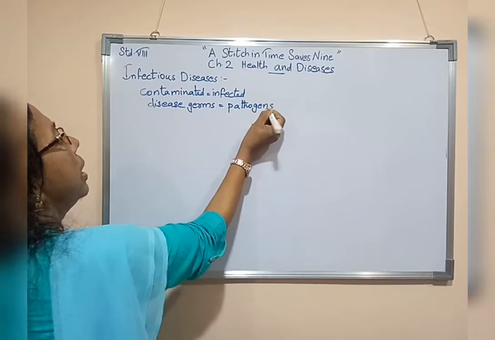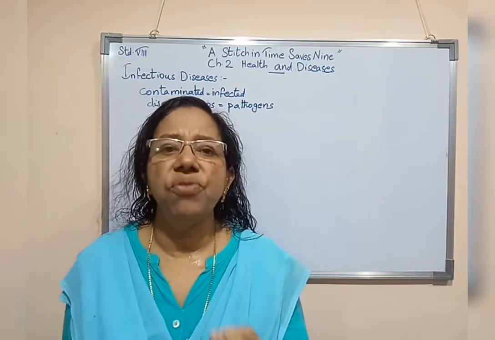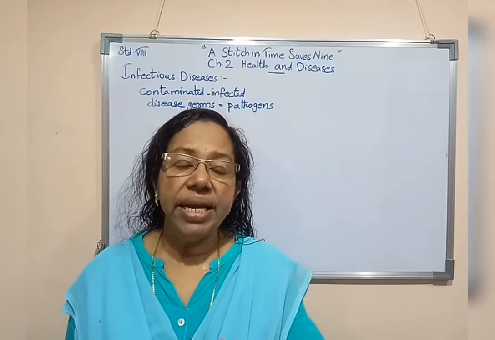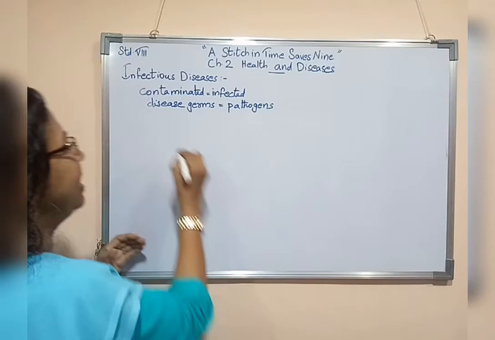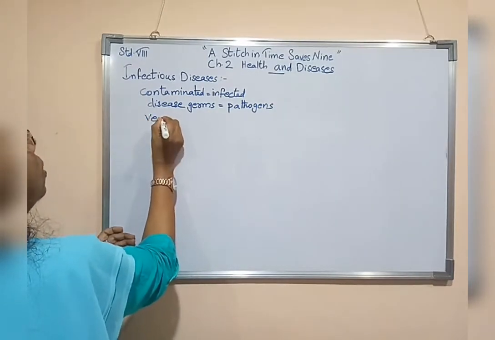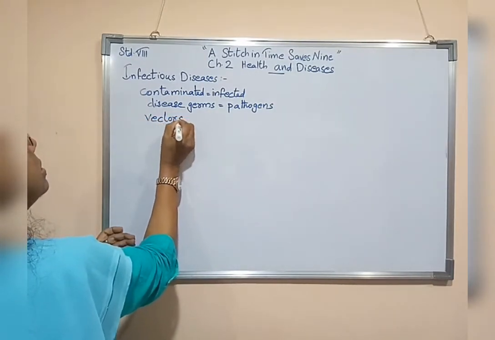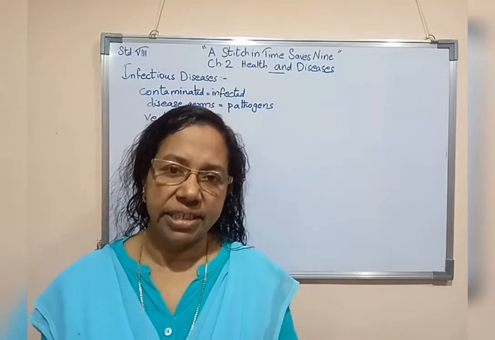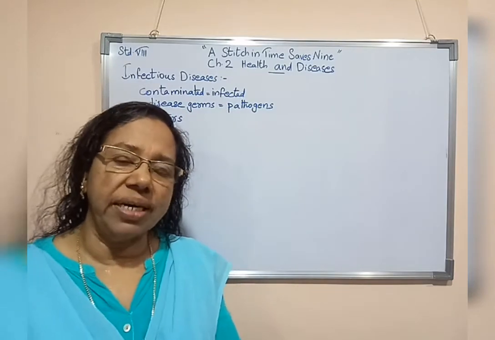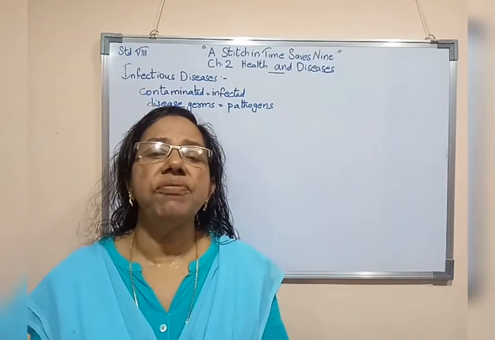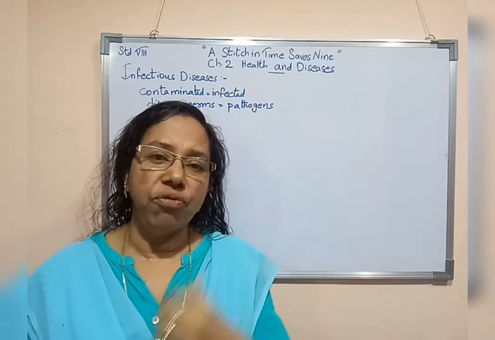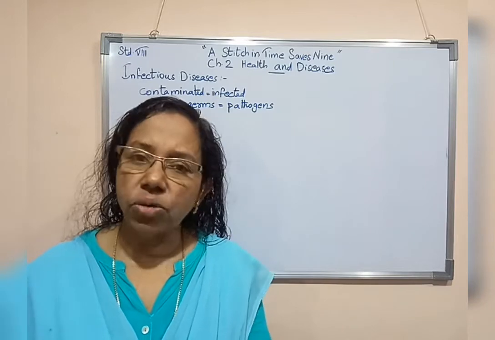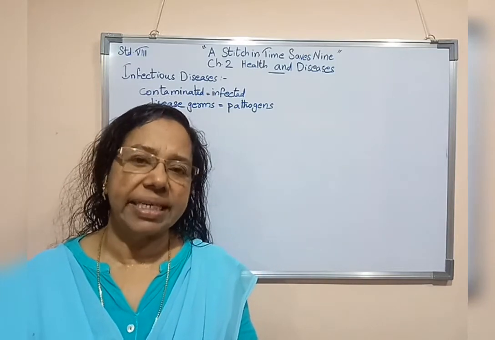Now another thing, even I said you vectors, even through vectors we are getting infectious diseases. Now what are vectors? Vectors are insects or we can say animals which are the carriers of different types of disease germs. Carriers means what? They carry different types of disease germs. Now for example, mosquito is a carrier of dengue germs, malaria germs, etc.